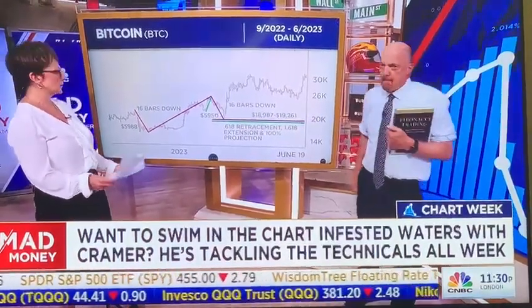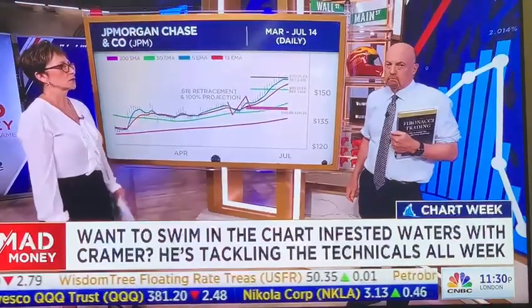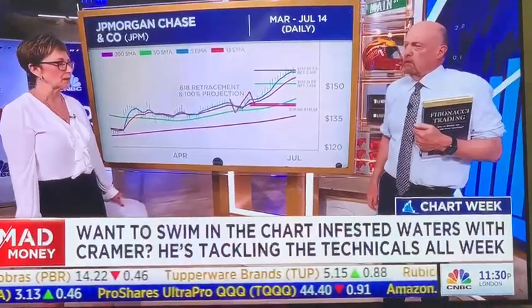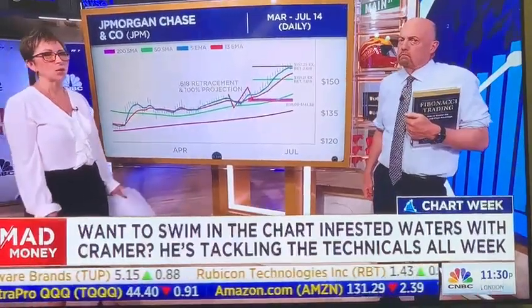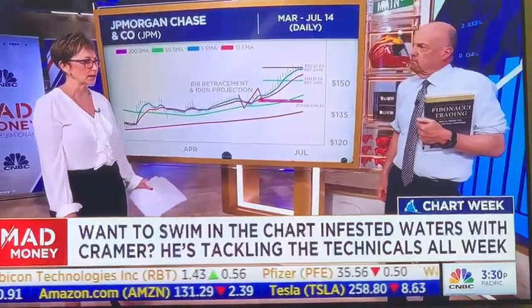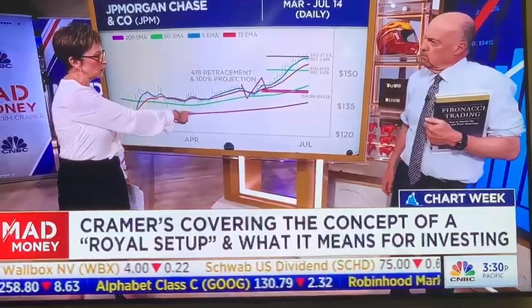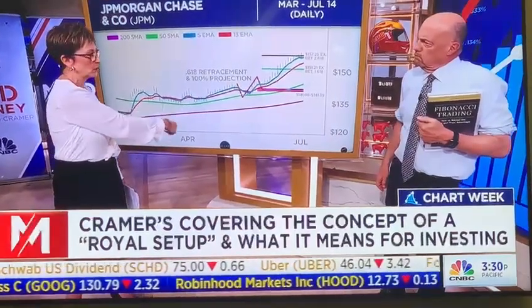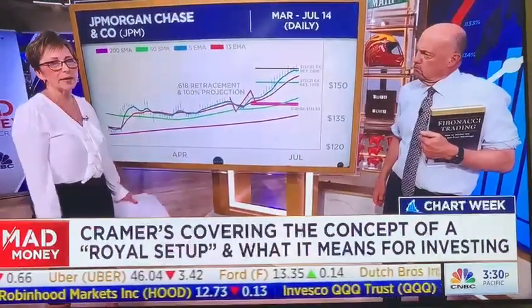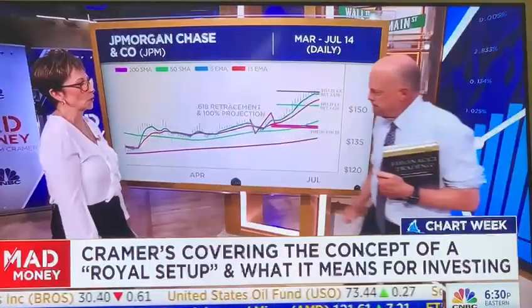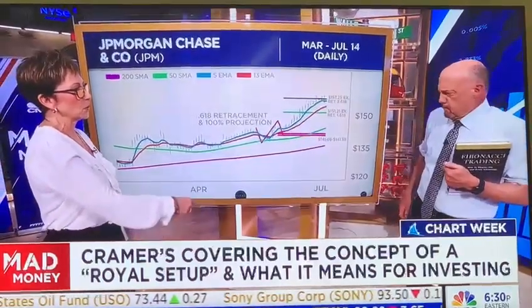Next. Okay, so this is a daily chart of JP Morgan, and this is an example of what I call a Royal Setup. So a Royal Setup basically has all the daily moving averages on the right side. So for example, it has price above the 200 simple moving average, price above the 50 simple moving average, and then I also use a 5-13 EMA combo. And with the 5 being above the 13, that is also bullish. So basically, when we see that, what we look for is either a symmetrical pullback or price cluster.